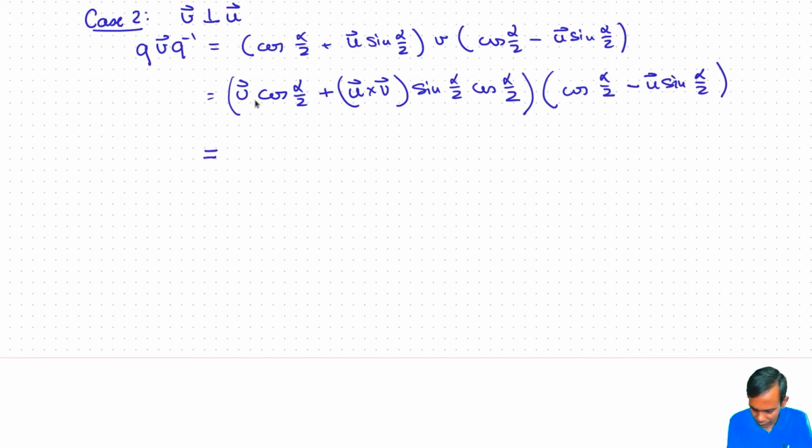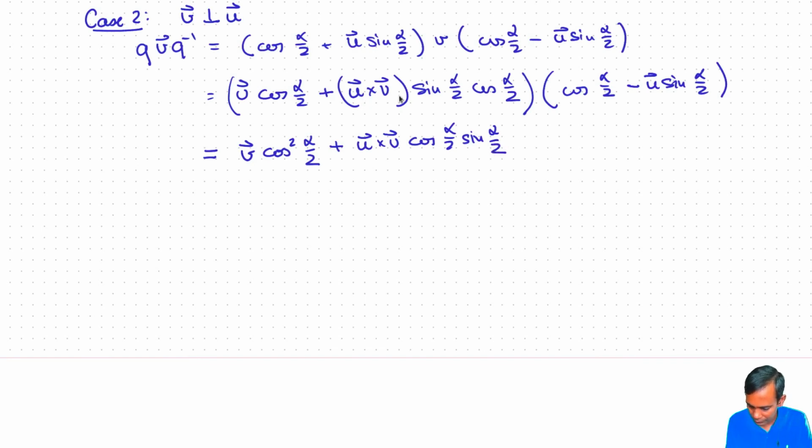So now we have v cos squared alpha by 2, and then we have v cos alpha by 2 multiplied by u sine alpha by 2. So again, the dot product term, the real part will be 0, and we are only left with an imaginary part, which will be minus u cross v, minus v cross u, but I can write it as plus u cross v, and it will be accompanied by cos alpha by 2 sine alpha by 2.